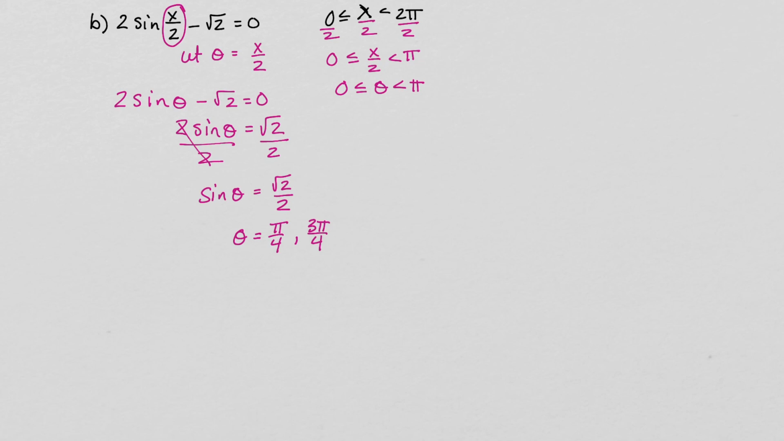And so now I just have to go back to x's. So remember, theta is the same as x over 2. So x over 2 is equal to pi over 4, comma 3 pi over 4. And I want to solve for x, so multiply everything by 2. So x ends up being pi over 2, comma 3 pi over 2, because the 4 and the 2 would cancel each other out. So when you have an angle that's not just x, you can let it be equal to theta. If it's on an interval, you have to do a little bit more work than the ones we did in the other topic, which were not on an interval.